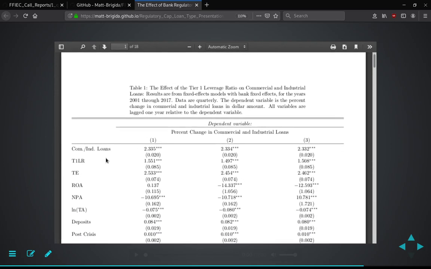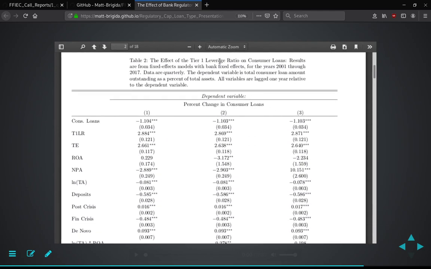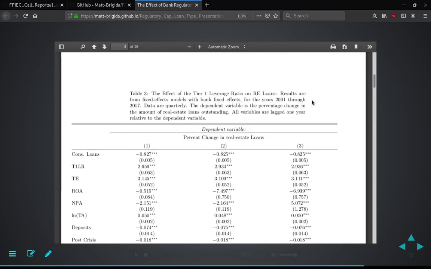This is the tier 1 leverage ratio. What we see is a higher tier 1 leverage ratio should increase the amount of commercial and industrial loans. We also see it increasing right here, 2.8, positive and significant. We also see it increasing consumer loans and real estate loans. So across the board, higher tier 1 leverage ratios increase lending to commercial and industrial, consumer loans, which are credit card, auto loans, and so forth, and real estate loans.